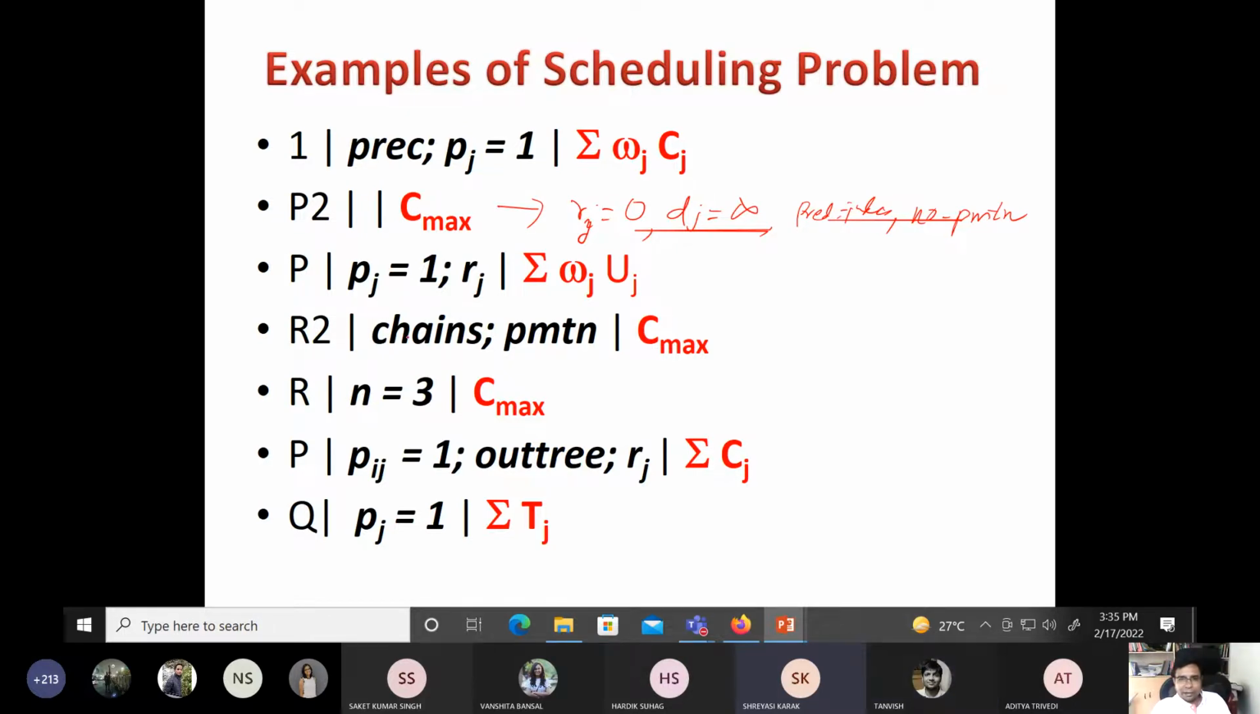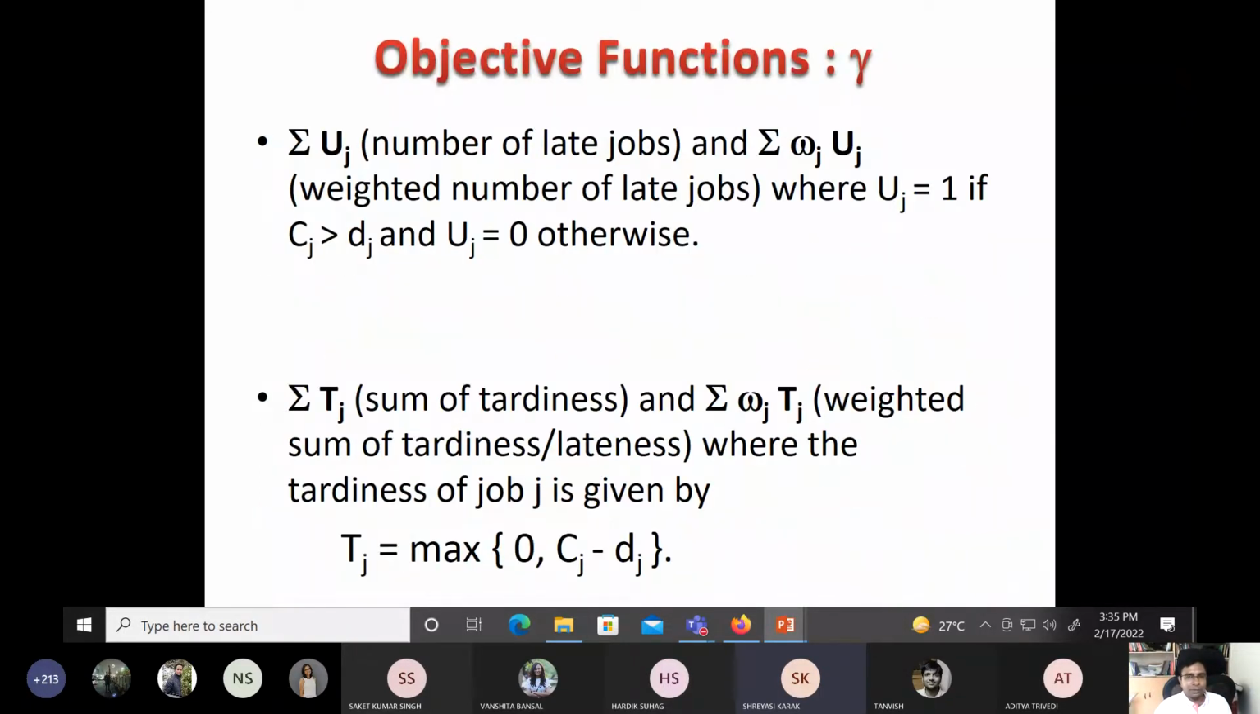Release time. Okay. So in this case, all tasks have dj, all tasks have release time, and all tasks have weight. By default, that is what it indicates. And what are we minimizing? Weighted number of late jobs. So this is summation of Wj Uj, the weighted number of late jobs we are minimizing.